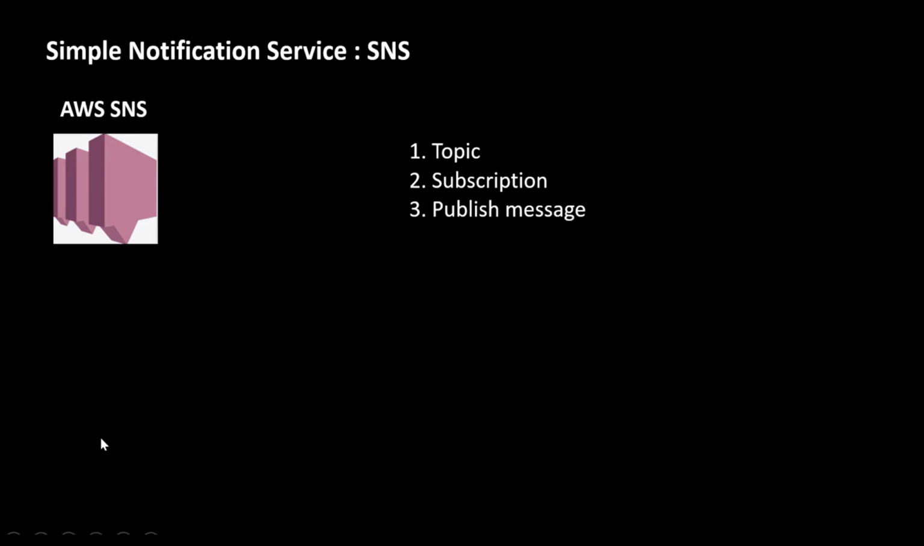Before I jump into the practical session, let me give you a brief introduction about AWS SNS. Mainly there are three parameters inside AWS SNS. First is called topic, the second one is called subscriptions, and the third one is where you can drop the messages and finally publish the messages.